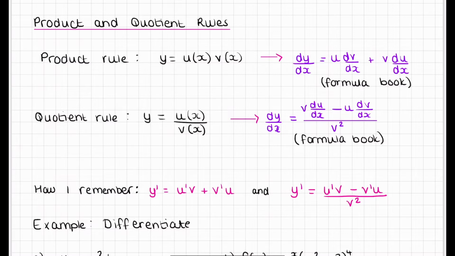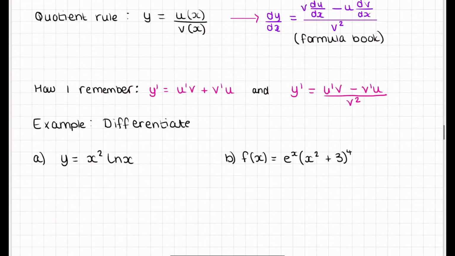Personally, I find those formulas there in the purple extremely confusing, so how I remember them is just with u dashes and v dashes. So the product rule for me, how I think of it, is y dash equals u dash v plus v dash u, and the quotient rule, y dash equals u dash v minus v dash u, all over v squared. Just got a few examples.